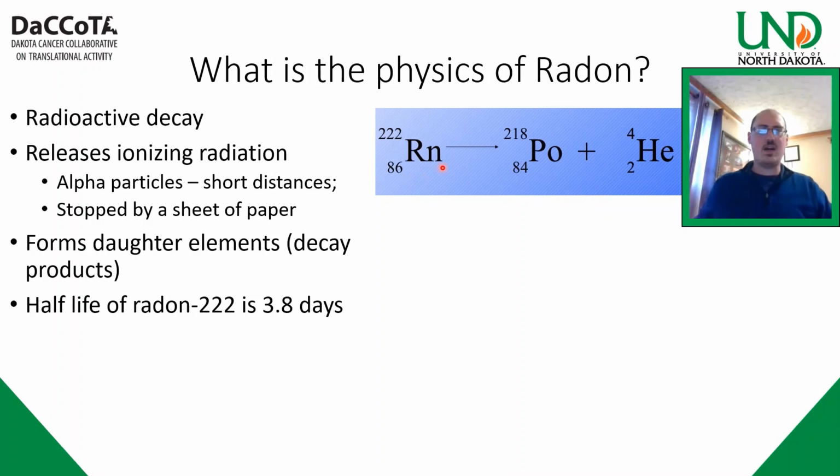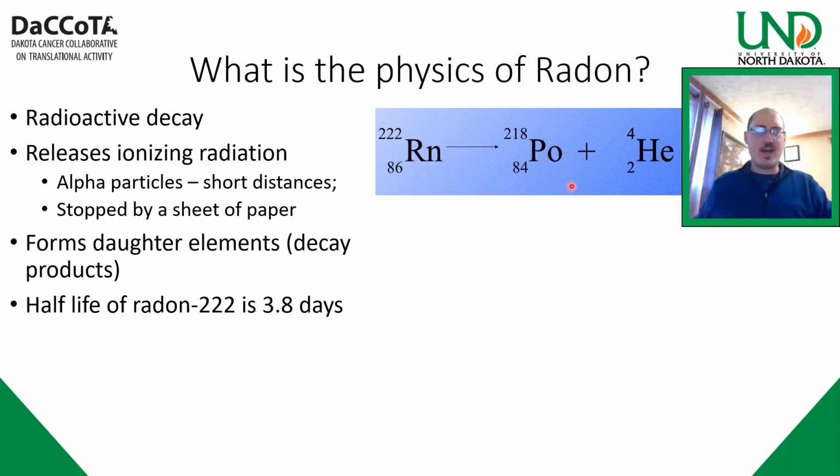We can see here that it'll decay into polonium and a helium atom. It goes down from 222 to 218, and this is the 4 that was lost. Similarly, 86 to 84, the 2 that was lost here.